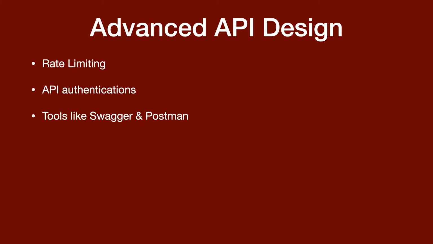You should also know how to use tools like Swagger and Postman. Both of these tools are very critical in web development, especially API development, so you want to know how to use them, and they're going to make your life significantly easier when writing and developing endpoints and APIs.